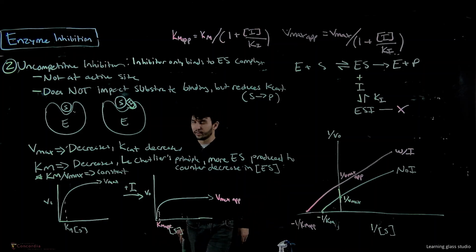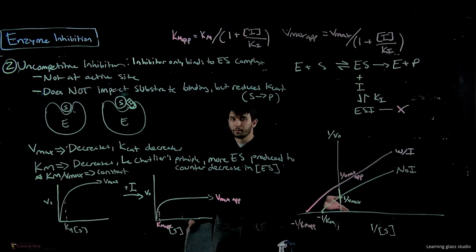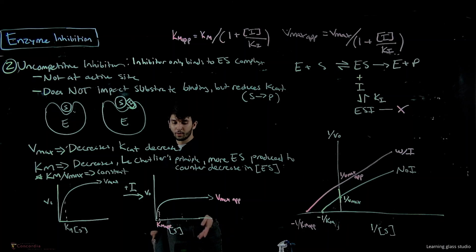Okay? The interesting thing here, though, is that Km divided by Vmax remains constant. So we can see that on the Lineweaver-Burk plot. These two lines have the exact same slope. Okay? So here we go. So we see the Km apparent decreases and Vmax apparent decreases. So the curve goes down, but it also shifts a little bit this way.